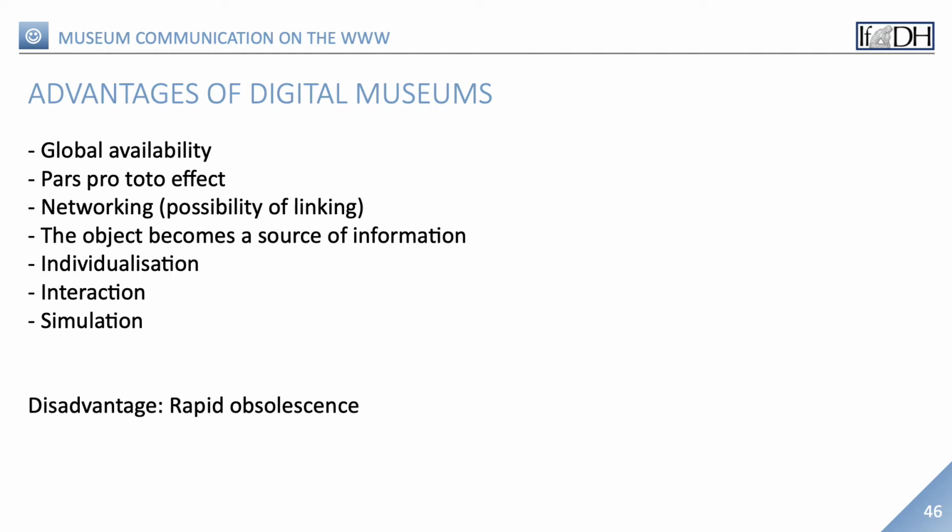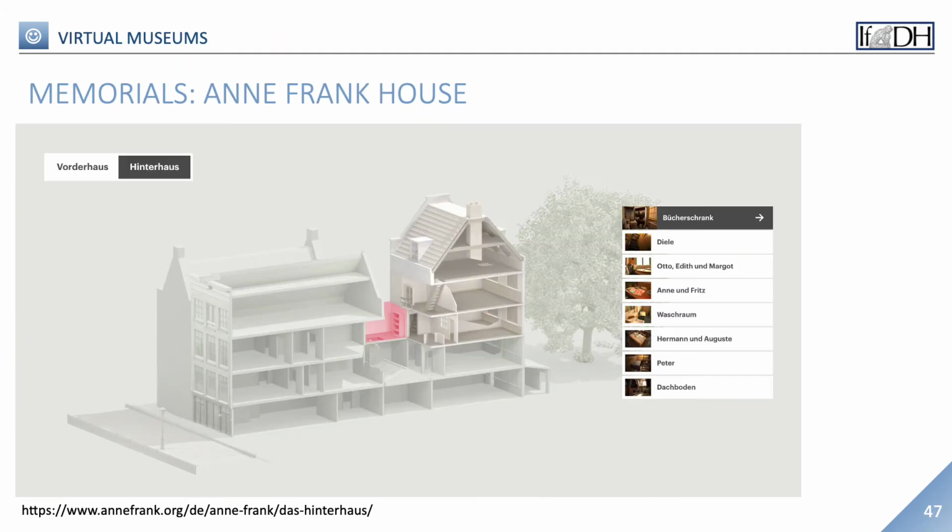A great advantage is that the object becomes the source of information on which everything develops, which corresponds exactly to the approach of museums. Of course, this object reference can also be individualized in hypermuseums by the user compiling his or her own collection. Interaction and simulation are also possible, but they fall short of the possibilities of virtual museums. Digital museums, even if they consist of dynamic websites, are therefore relatively rigid, which has the disadvantage that they quickly become outdated.